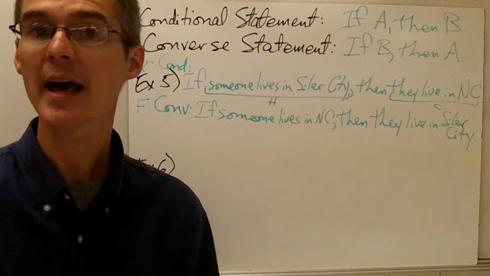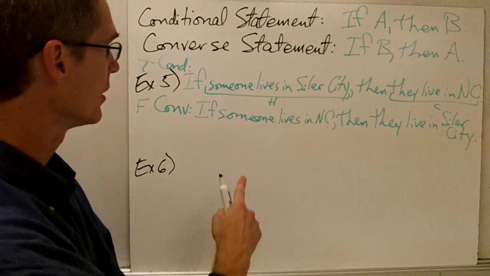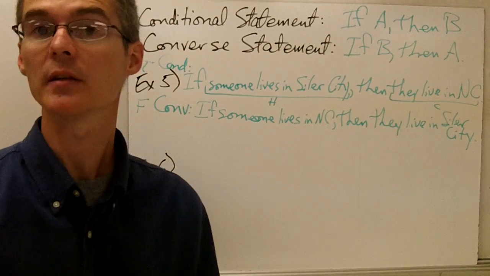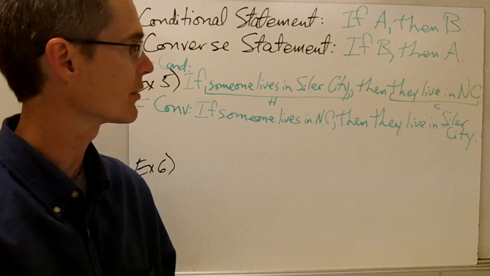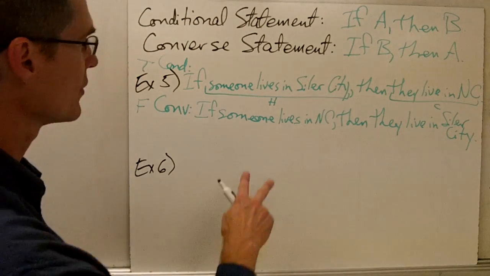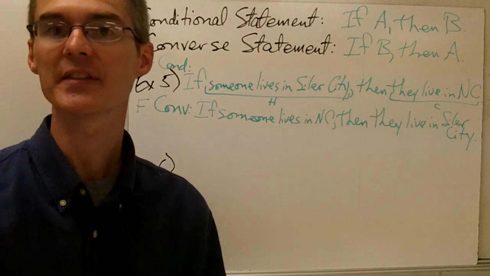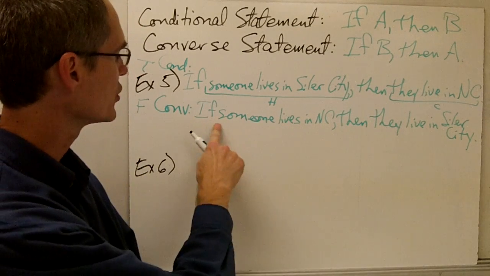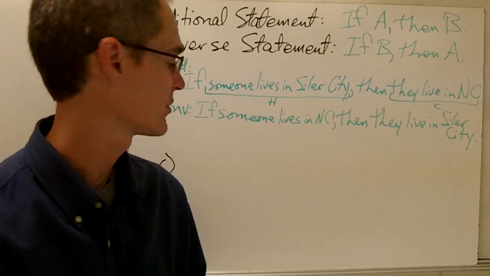I live in North Carolina, but I don't live in Siler City. I live in Garner. Just because somebody lives in North Carolina, that doesn't mean that they have to live in Siler City. They could live in a whole bunch of other cities in North Carolina. So that would be a counterexample. The fact that I live in Garner and yet I still live in North Carolina, that's a counterexample which shows that this statement is false.